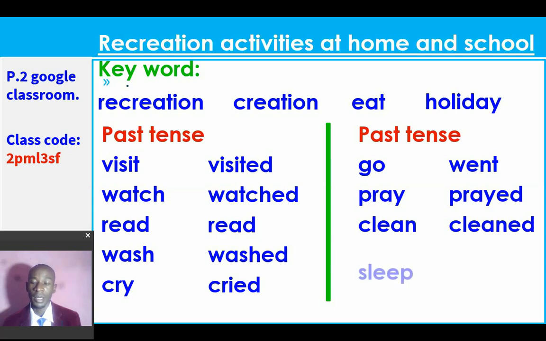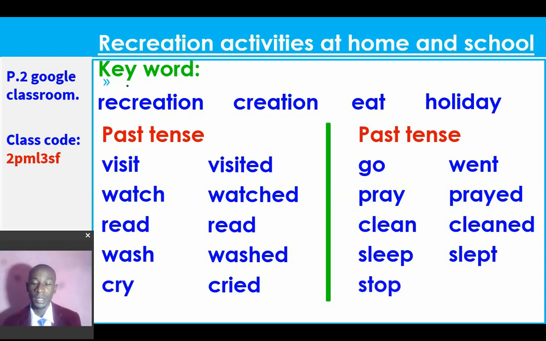Then sleep. What do we do for sleep? We have these verbs which have got double e in the middle here. So we drop one e and add letter t at its end. So sleep becomes slept. Sweep becomes swept.